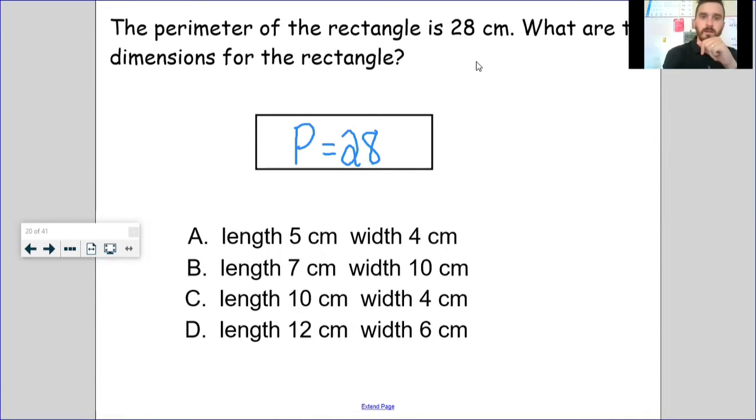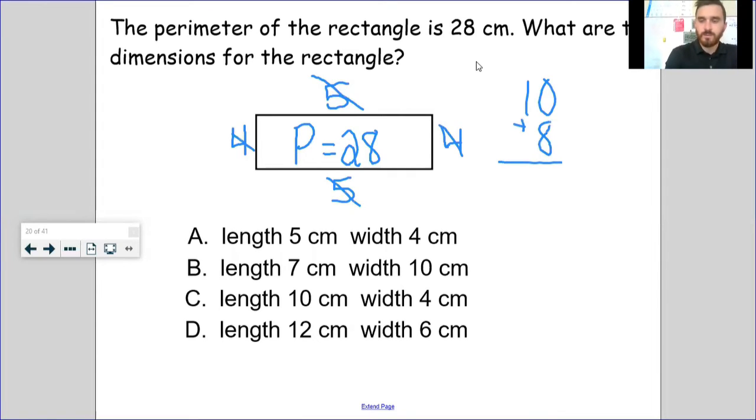I'll try it. 5 long, 4 wide. Then I would go ahead and list my opposite sides. Do a little bit of math. Add all the way around. 5 plus 5 is 10. 4 plus 4 is 8. If I add those together, that would give me a perimeter of 18. That could not be my answer. All right, get rid of those.